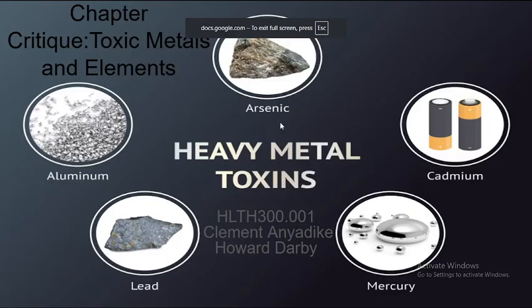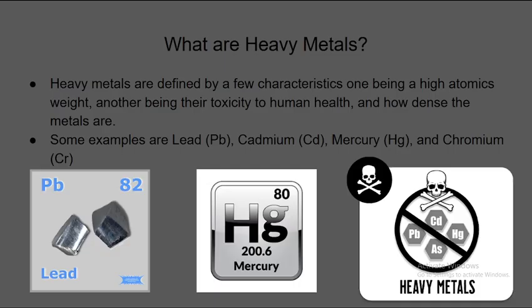Alrighty, this is a public service announcement on heavy toxic metals. So, what are heavy metals? They're defined by a few characteristics: high atomic weight, toxicity to human health, and high density. Some examples are shown: lead, mercury, chromium, cadmium.